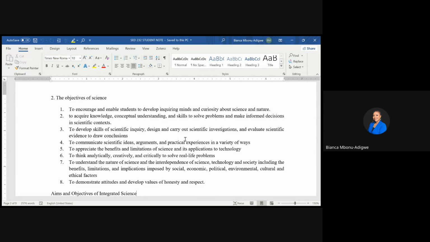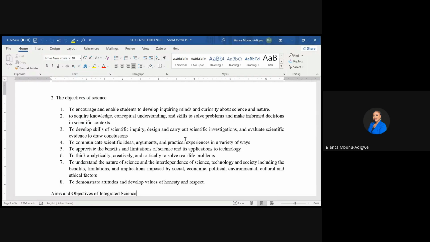Skills that will help you to carry out scientific investigations and evaluate scientific evidence to draw conclusions. It's just like football coaches. Those guys are scientists because they sit down and map out strategies. If you see their notes, if you see their drawing boards, it's going to marvel you. So this is like you now have the skill to design and carry out scientific investigations.